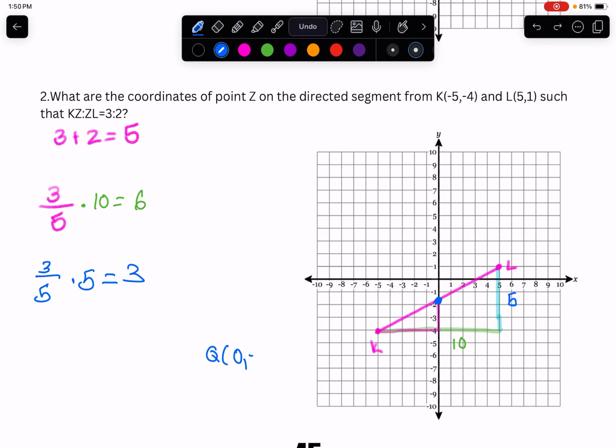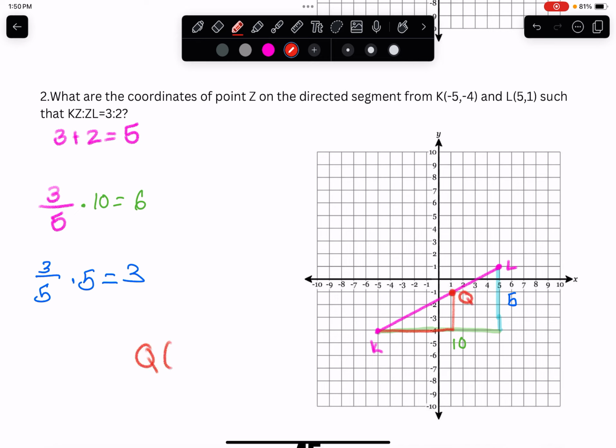Oh wait, hold on. I think I didn't go over far enough. I'm going over 6. So 1, 2, 3, 4, 5, 6, and then up 1, 2, 3. Sorry about that. So Q is actually at 1, -1.